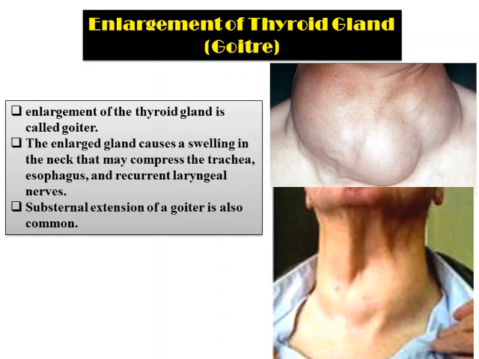Enlargement of the thyroid gland is called goiter. The enlarged gland causes a swelling in the neck that may compress the trachea, esophagus, and also the recurrent laryngeal nerve. It may extend downward, resulting in what is called substernal goiter.